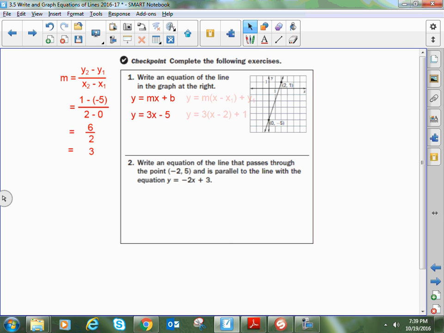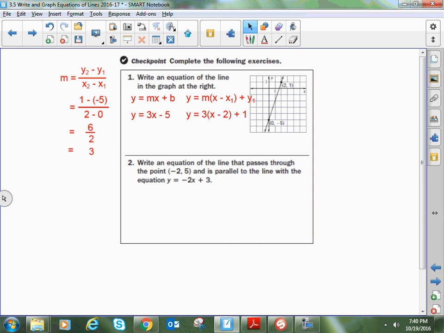We can just plug in the 3 for the slope and the -5 for the y-intercept and call it a day. If you wanted to write it in point slope form using the other point, (2, 1), we would still substitute the 3 for the slope, but I would substitute the 2 for x1 and the 1 for y1, and we would stop there. So there are the 2 ways that you could have written the equation for that line. You don't have to give me both, just one or the other.